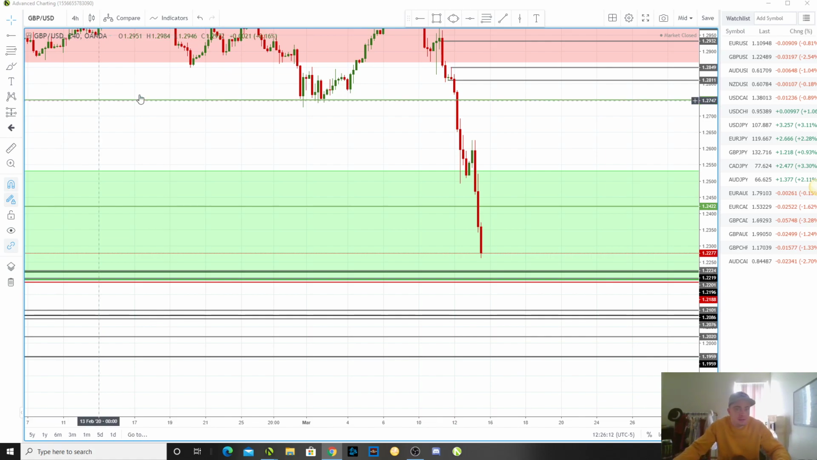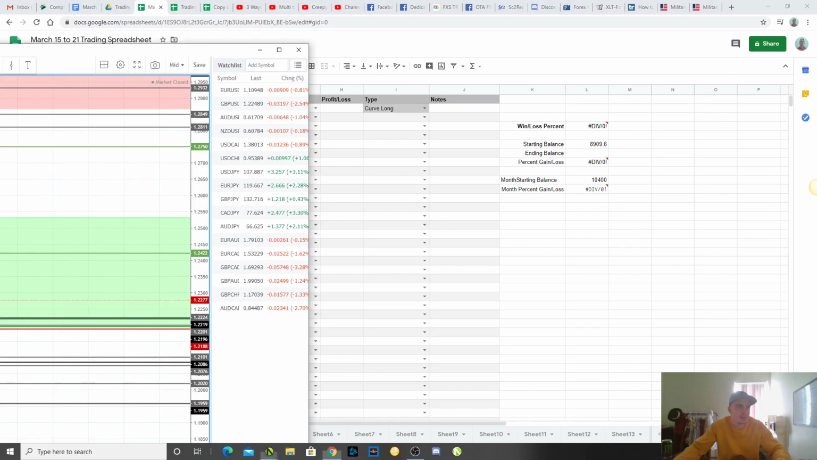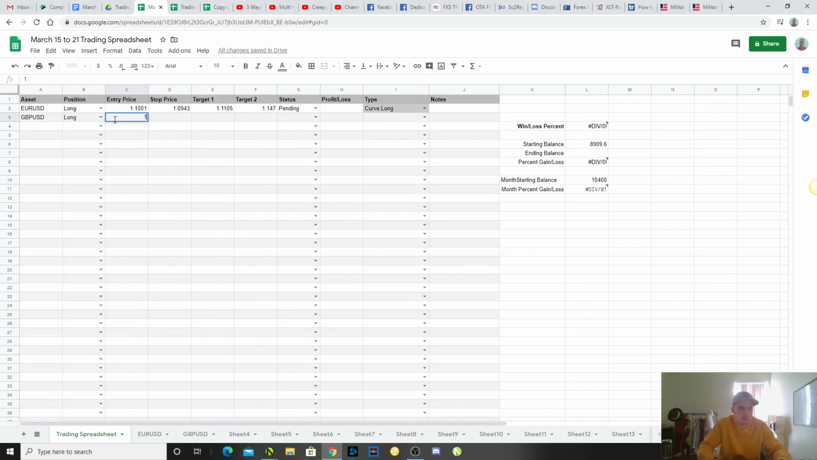Long entry price. So what I can do here is I'll just move this over, move that there. So you see what I'm doing again. So 1.2224, 1.2422, 1.275. Oops. 1.2188, 1.2422, 1.275. Pending. Curve long.